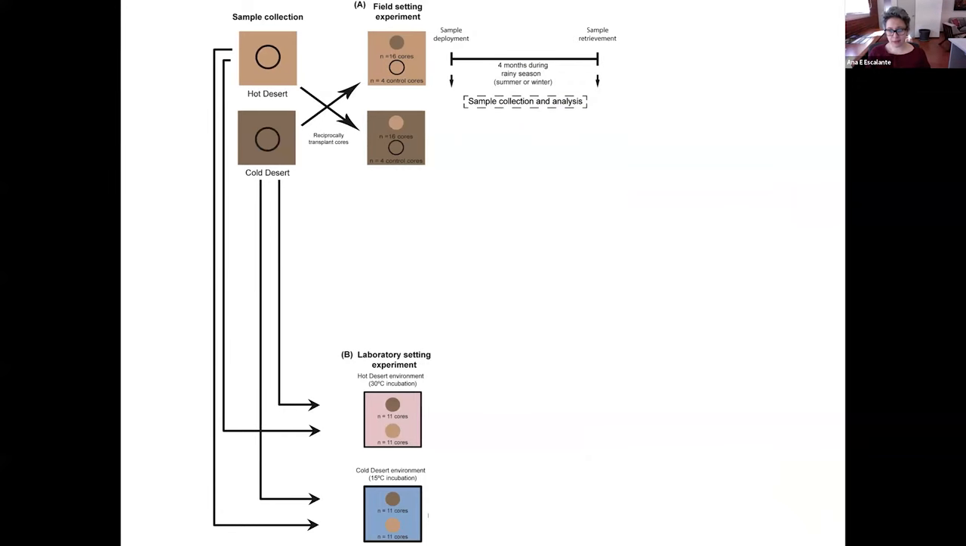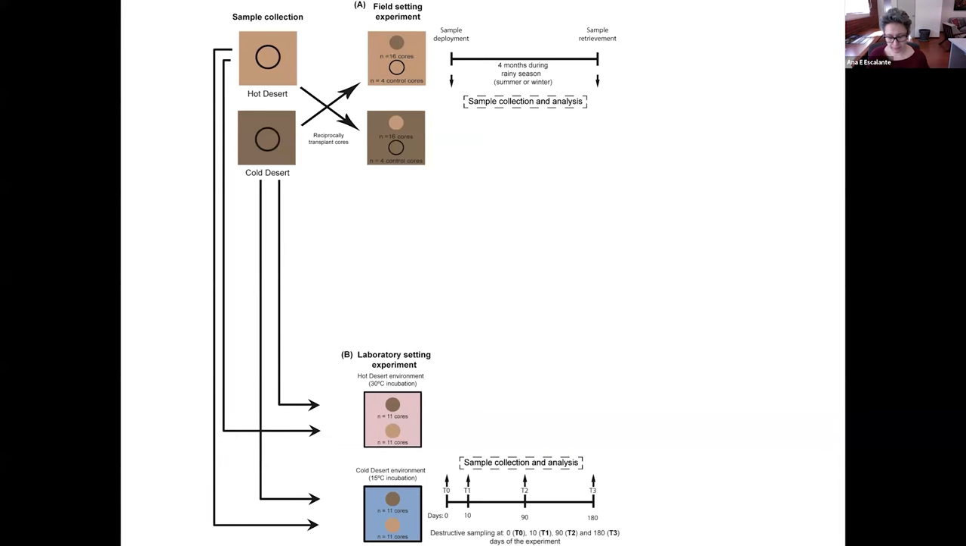For the transplants, we maintained the transplants in the reciprocal sites for 4 months during the rainy season, summer or winter, so the samples could experience the temperature and be metabolically active. So we could see some sort of composition changes and also functional changes. And then we pulled all the samples back into the lab to do measurements.